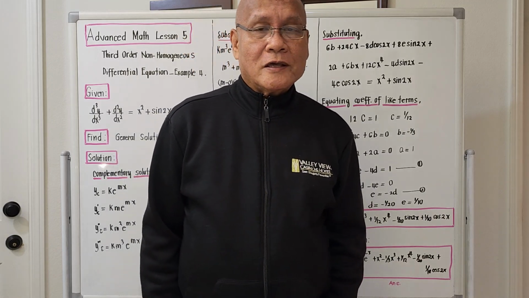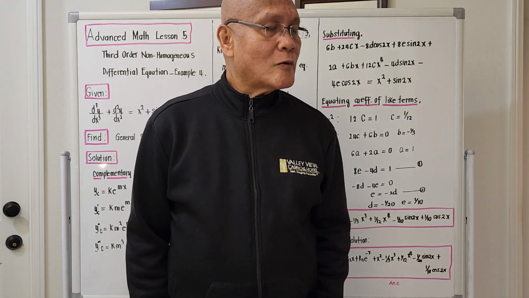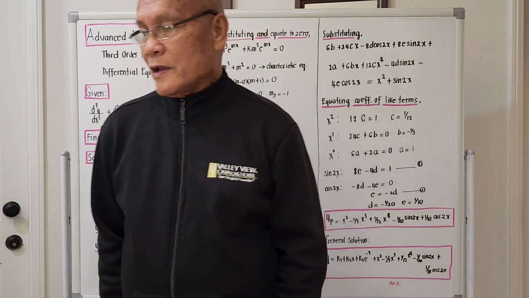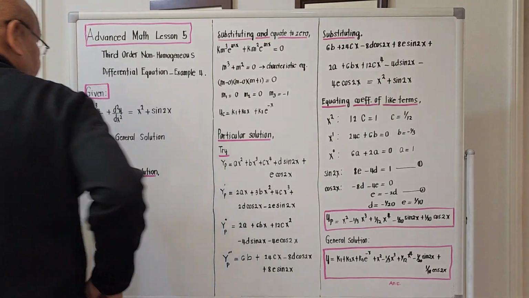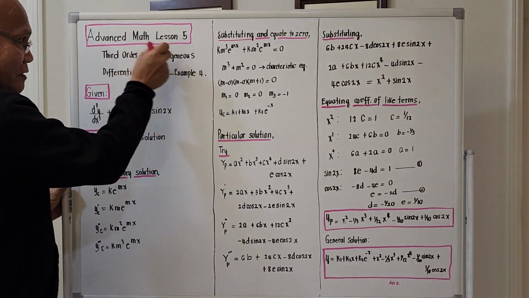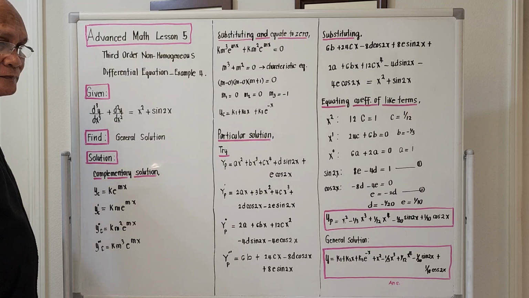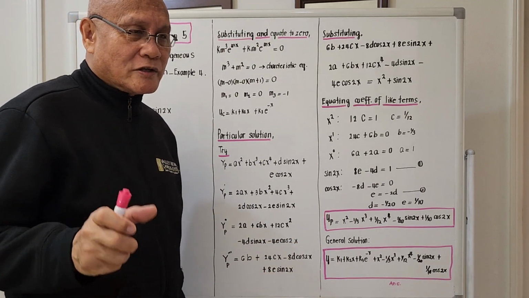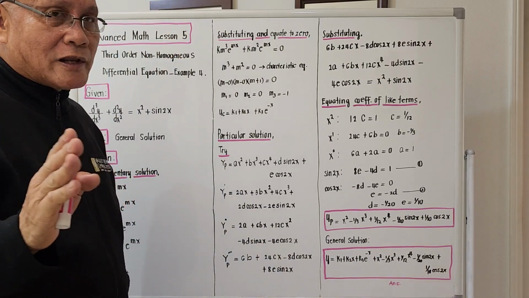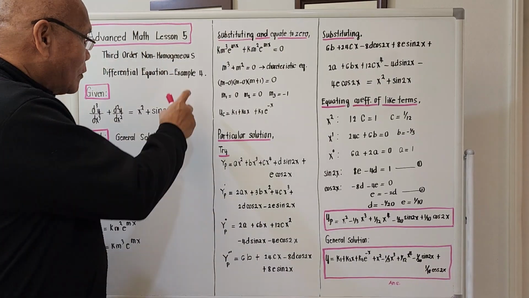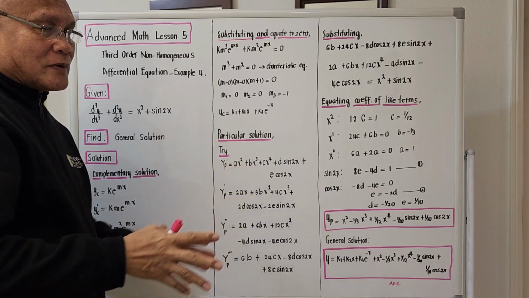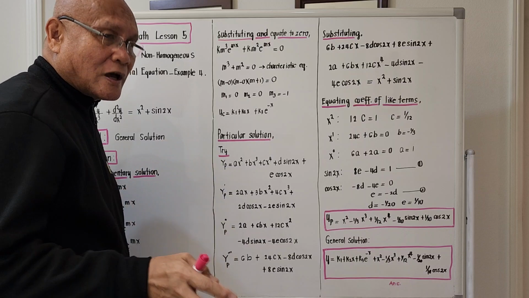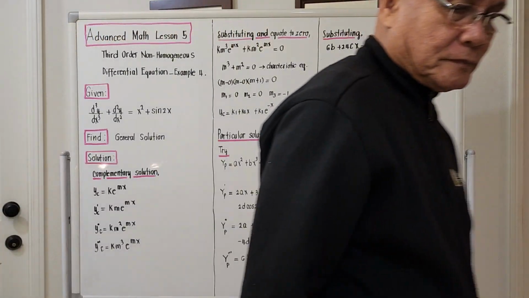Okay, I've got a new topic for tonight. It will now be Advanced Mathematics lesson number 5. We are on the topic Advanced Mathematics. This is now lesson number 5, and I will now be giving example number 4. It's an evaluation problem of a higher order derivative which are non-homogeneous.